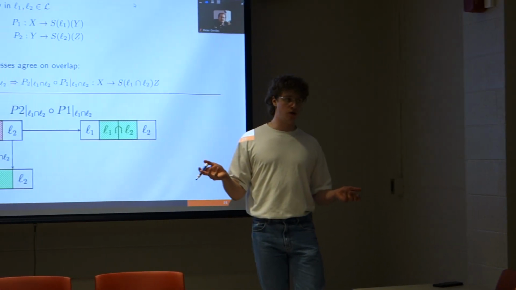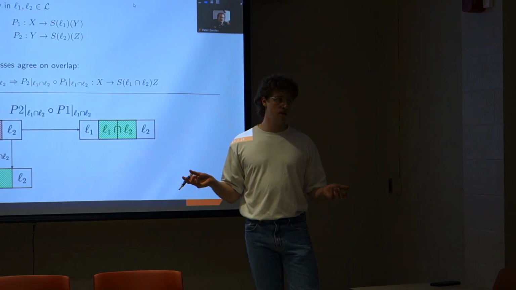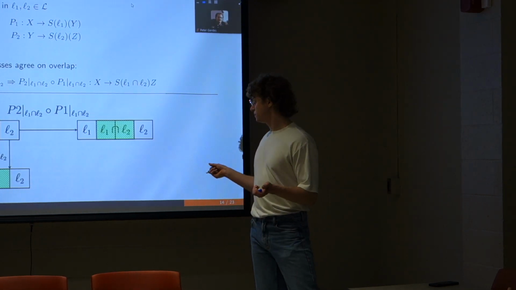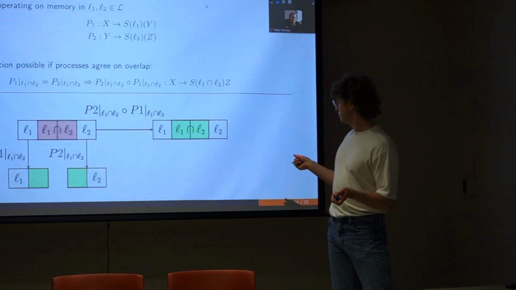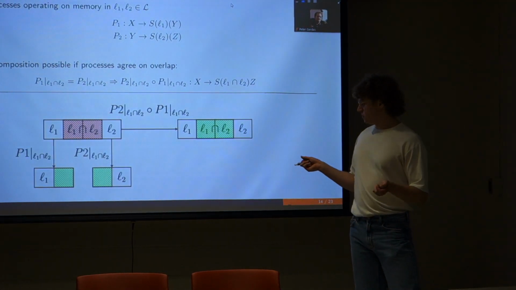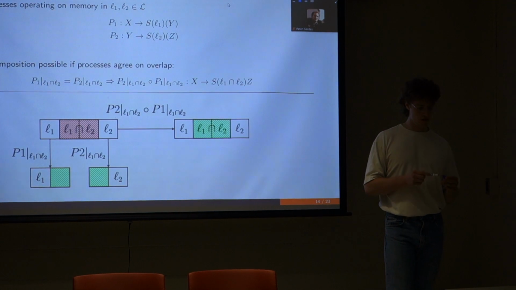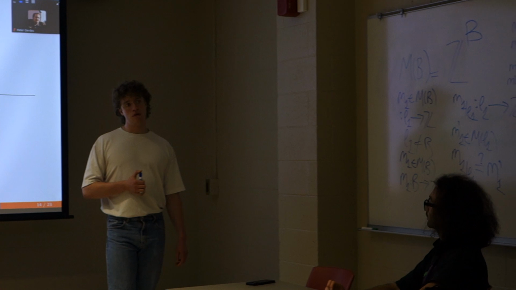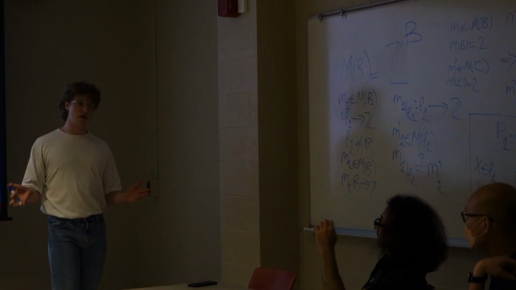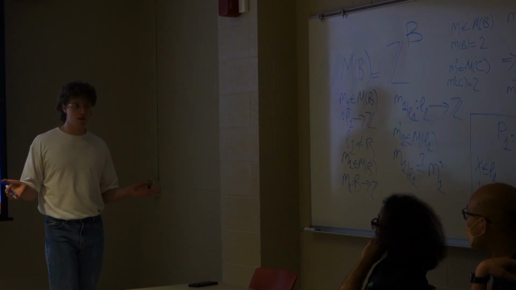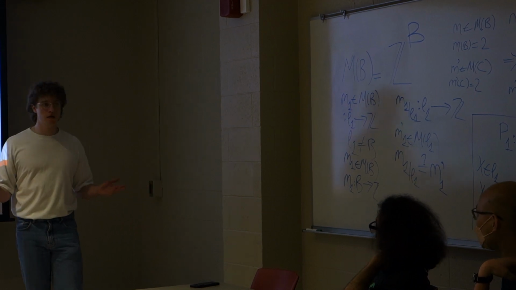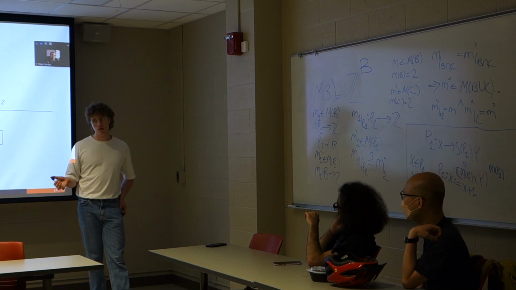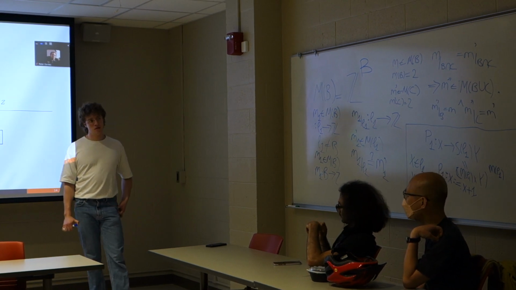It's not compatible on the overlap as well. What if they both are undefined? If I restrict P1 and it turns out that it's undefined, then the combined process on the overlap is also undefined. They will agree, so you can combine them together, but you will get an undefined process. Why do I want this kind of composition?